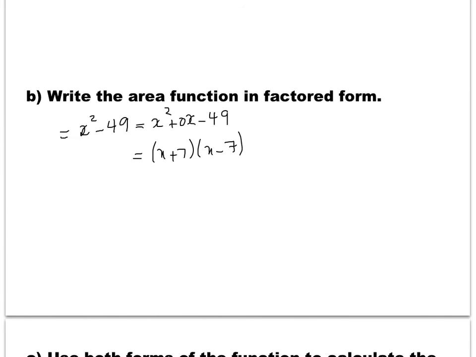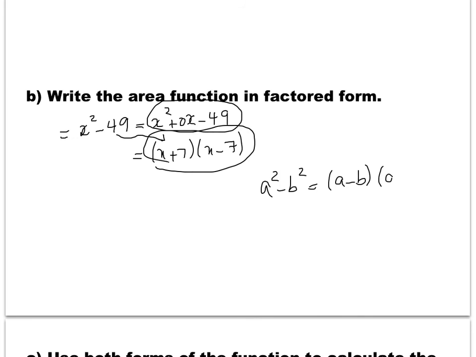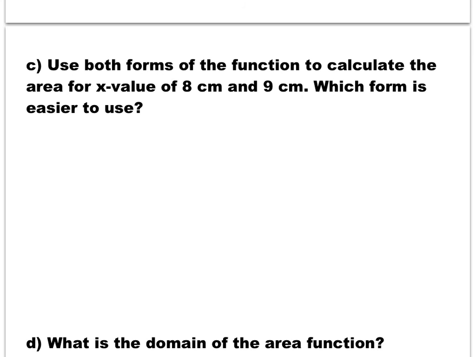You could even write this form right away without going through this format, because by grade 10 academic, you already know that if you have the difference of squares, you can write it in this form. The formula was this one: a squared minus b squared is equal to a minus b times a plus b, from grade 10. The next part says use both forms of the function to calculate the area for the x values of 8 and 9, and which form is easier to use.